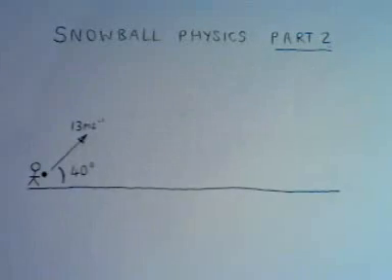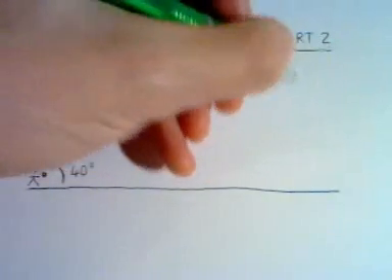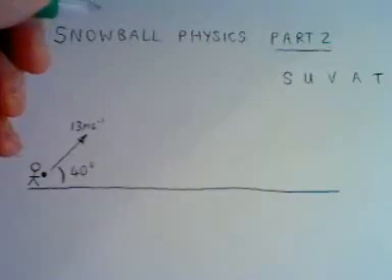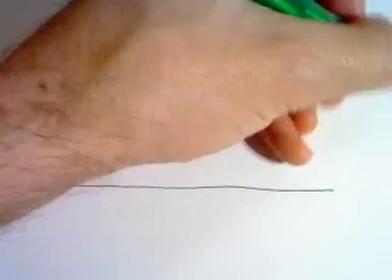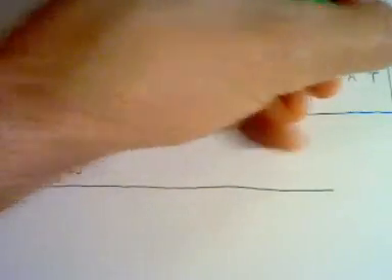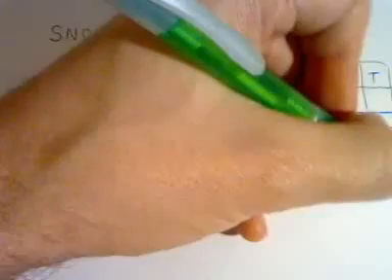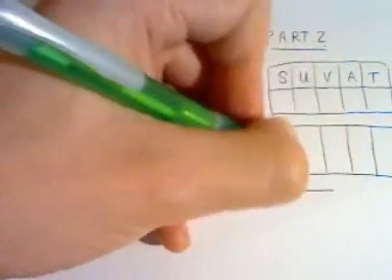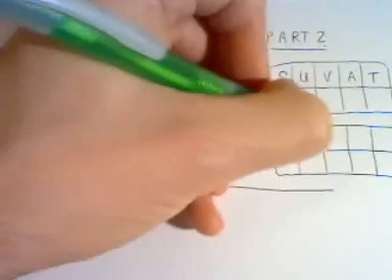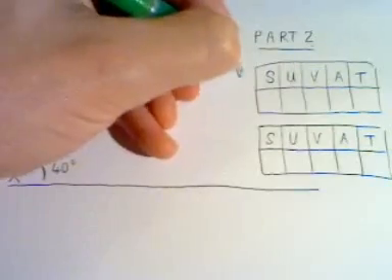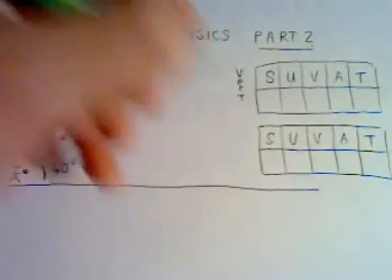And again, the way to approach these problems is always to start with your SUVAT grids. One for the vertical and one for the horizontal. Let's just mark these out. We've got the vertical and the horizontal.